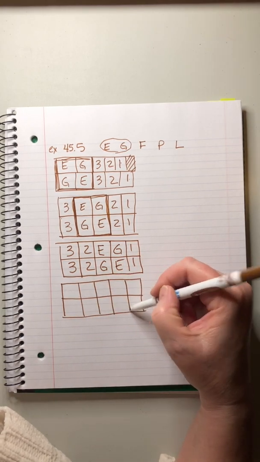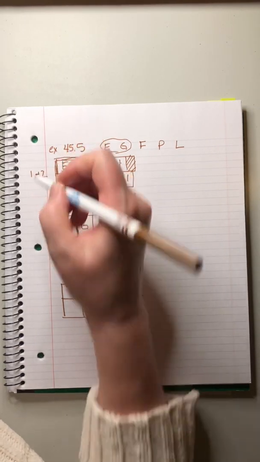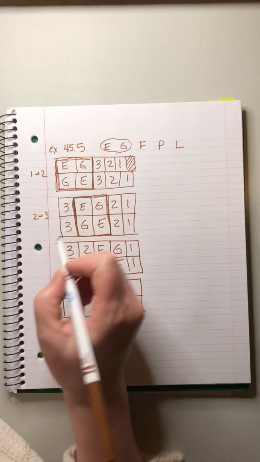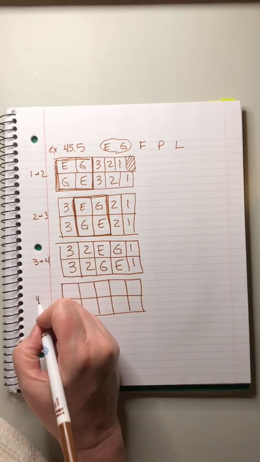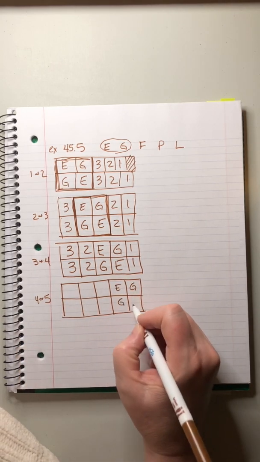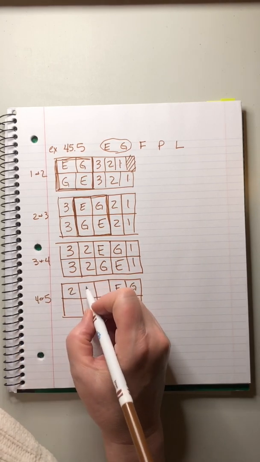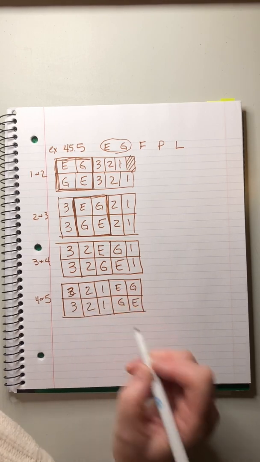we'll put them down here at the end, right? So here they're in 1 and 2. Here they're in 2 and 3. Here they're in positions 3 and 4. And now they're in positions 4 and 5. Elf, gnome, gnome, elf, 3, 2, 1, 3, 2, 1.